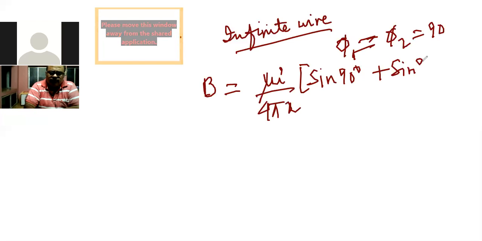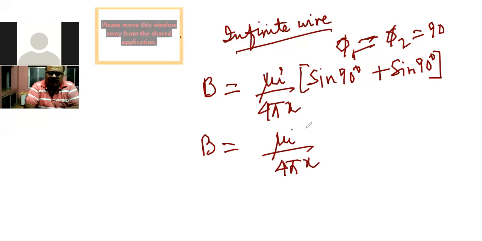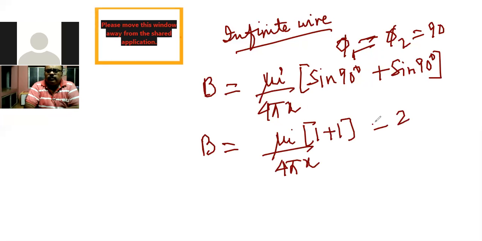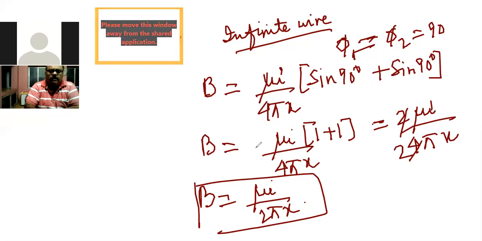So sine 90 plus sine 90 will be equal to 1 plus 1, that is 2. So that is equal to mu I by 4 pi x times 2. So we'll be just writing 2 mu I by 4 pi x. So these will get cancelled. So B is equal to mu I by 2 pi x. So this is the magnetic field intensity for an infinitely long current carrying conductor.